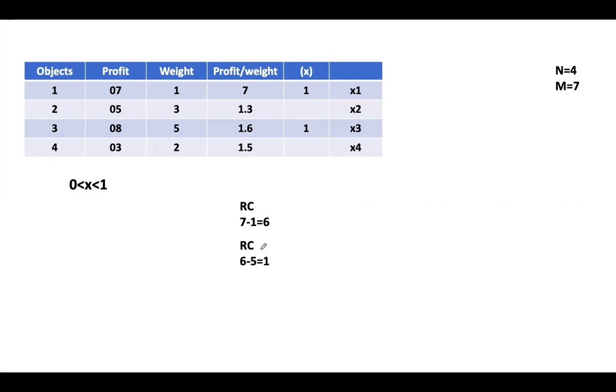So what is the remaining capacity in the bag? Earlier it was 6. Now 5 kg is needed for the third object. 6 minus 5 is 1. So now the remaining capacity is 1. There is still space left in the container. That is, 1 more kg you can add to the bag.